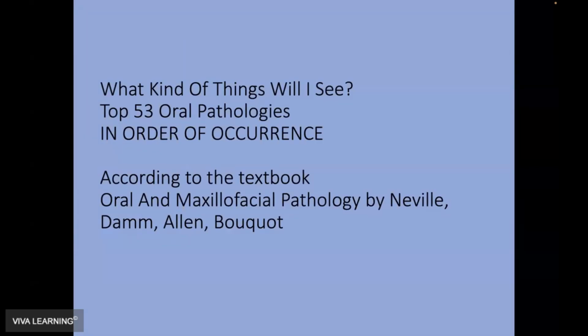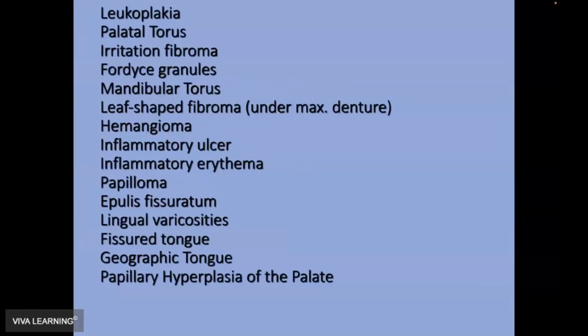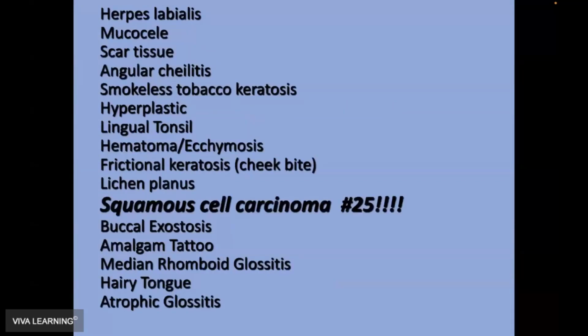According to the textbook Oral Maxillofacial Pathology, which is one of the more common oral pathology textbooks, this is the top 53 oral pathologies in order of occurrence. Leukoplakia, which means white lesion, that's all. Doesn't mean benign, doesn't mean malignant, it's just a white patch. Palatal irritation, fibroma, Fordyce granules, which I'll show you in a minute. Tori, fibromas, hemangiomas, ulcers, and on and on and on. And you see the list. No malignancies here. Herpes, mucocele, scar tissue, angular cheilitis, smokeless tobacco, hematoma, frictional keratosis, like less.